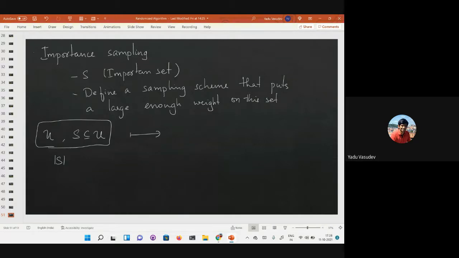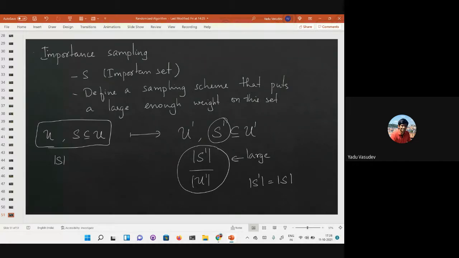What we will do is, instead of this, we'll go to a different universe U prime and a different set S prime in this universe, such that we'll try to compute this ratio. And what we'll show is that the way in which we are going to define these sets and the sampling scheme is such that this is going to be large. So basically, the set of our interest, this S prime, is the important set, and the scheme will be such that there will be sufficient weight on this set when you're sampling from U prime. Furthermore, what we will show is that cardinality of S prime will be equal to cardinality of S.